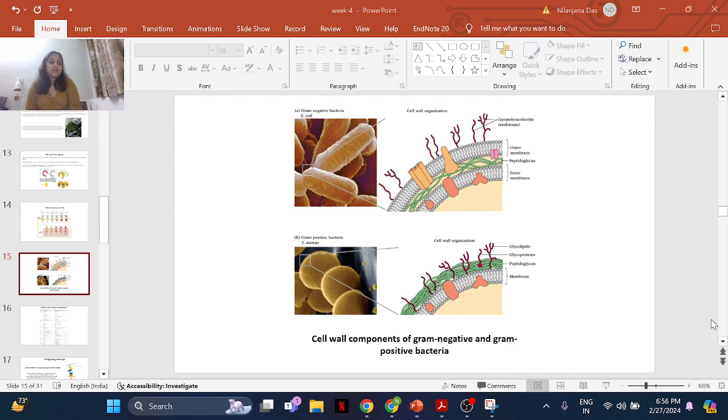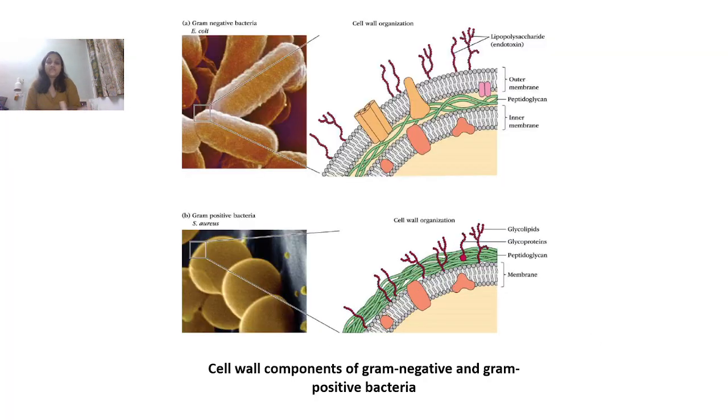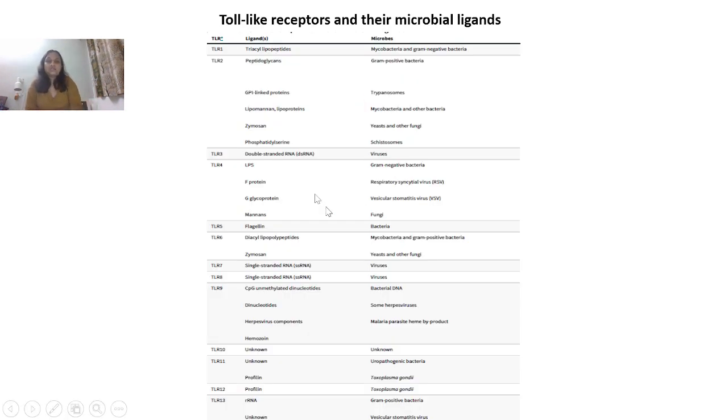Depending on the different types of bacteria or different types of viruses, different types of TLRs can recognize different types of components present on that particular pathogen. So here is a list of all the toll-like receptors and their microbial ligands. TLR1 can recognize triacyl lipopeptides which are present in mycobacteria and gram-negative bacteria.